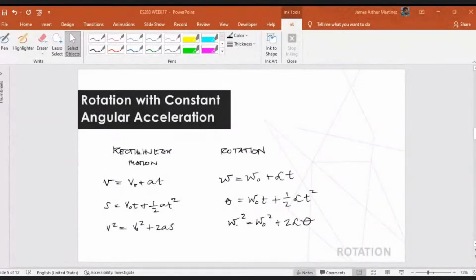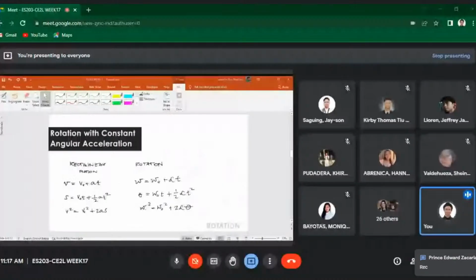So any idea from the class? James. Third kinematic equation. Third equation sa linear motion. Okay. Very good.